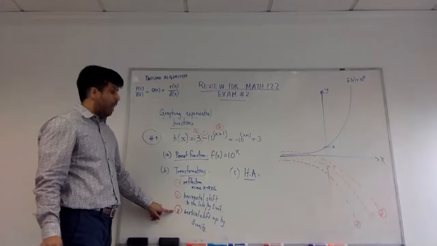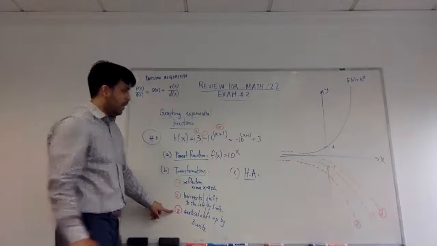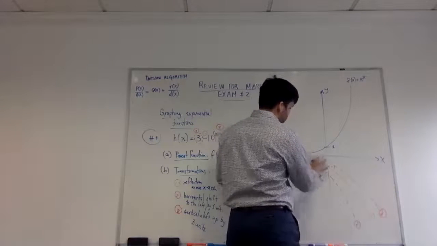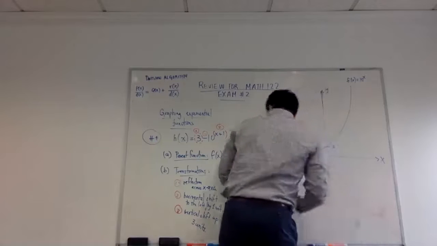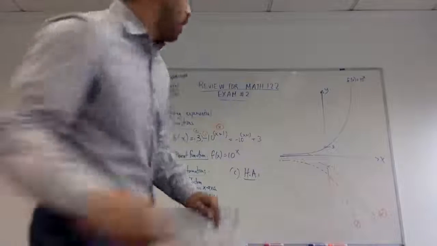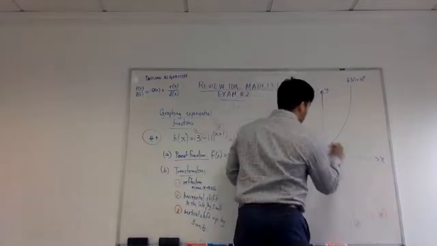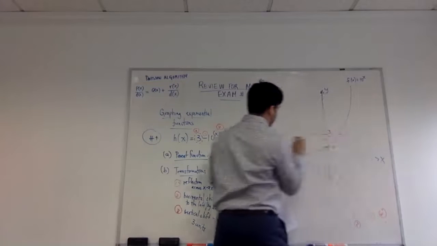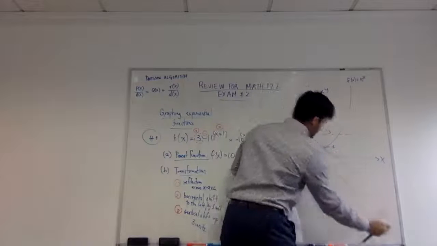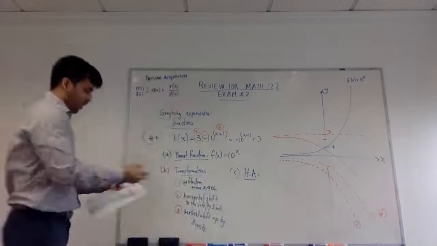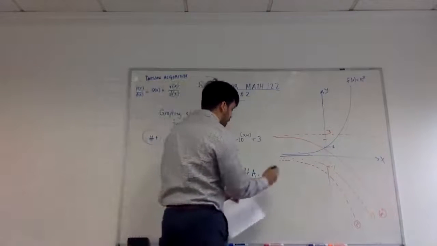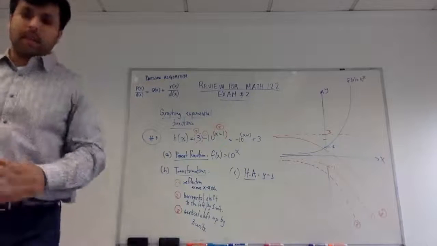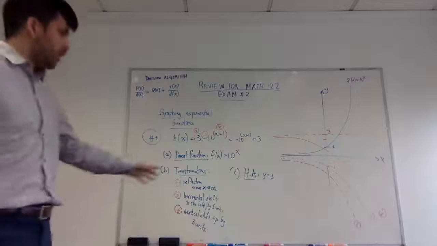But when I shifted it up by 3, so actually this should be a lot taller, I think, by 3. So this is 1, 2, 3. This is going to be my horizontal asymptote. So my horizontal asymptote should be y equals 3, because the vertical shift affects the horizontal asymptote, not the horizontal shift.